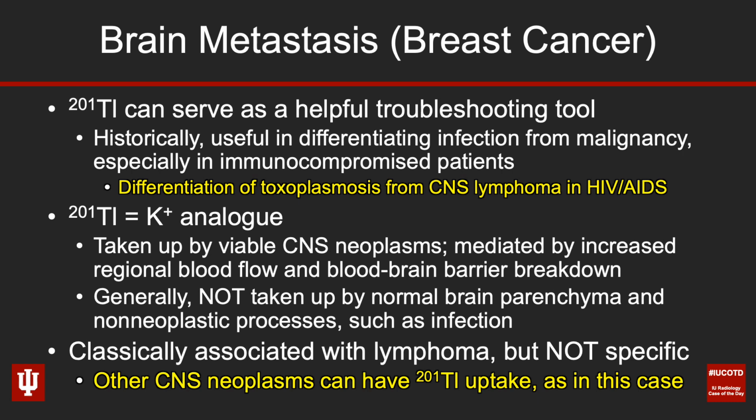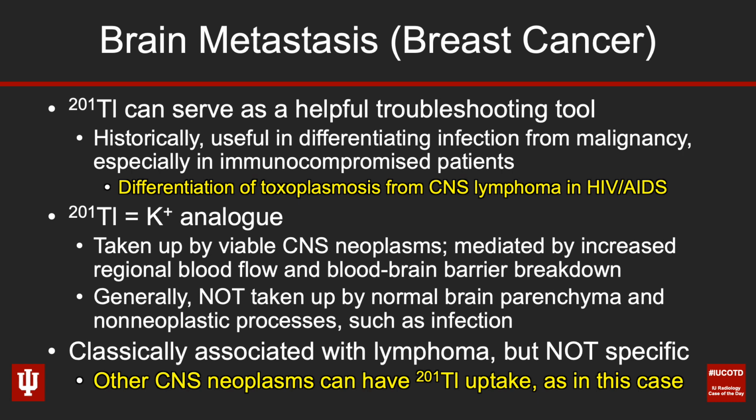While this is classically associated with lymphoma, it's not a specific tracer for lymphoma. Other CNS neoplasms, and in this case, a metastasis, can take up thallium. So it can be used for differentiation of other malignancies from infection. So in this case, it was a useful agent in depicting this metastasis and differentiating it from an infectious source, such as an abscess, such as toxoplasmosis. Higher grade malignancies can also take up thallium, so primary brain tumors.